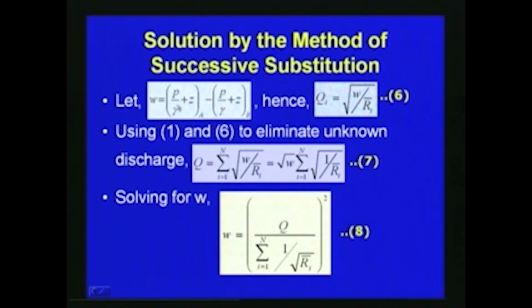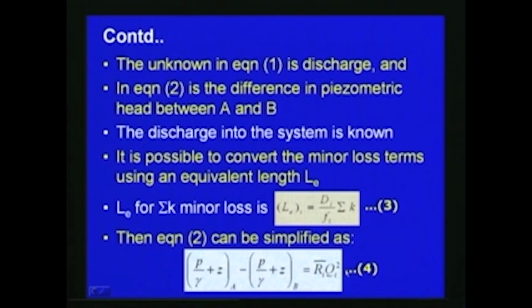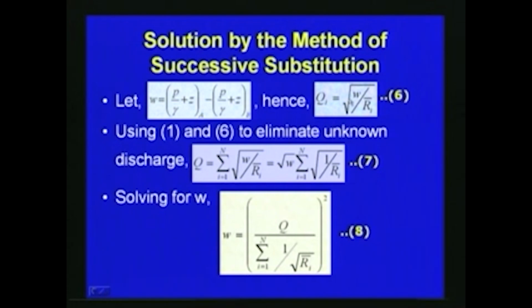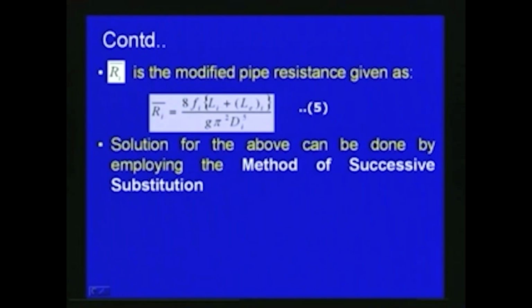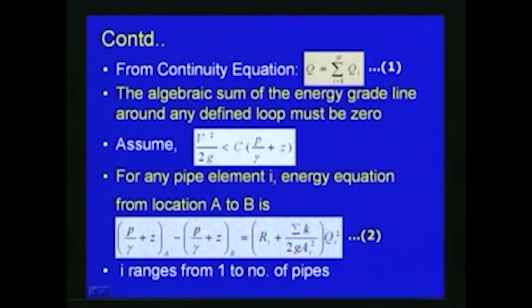Let us write W is equal to P by gamma plus Z at A minus P by gamma plus Z at B, the piezometric difference between A and B. With respect to equation number 4, we can write Qi is equal to square root of W by Ri bar, where Ri bar is the modified pipe resistance as in equation number 6. So, we can now use equation number 1 and 6. Equation number 1 is the continuity equation: Q is equal to sigma i is equal to 1 to n Qi.